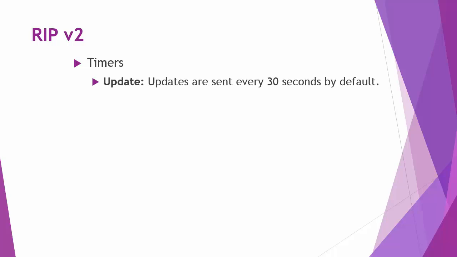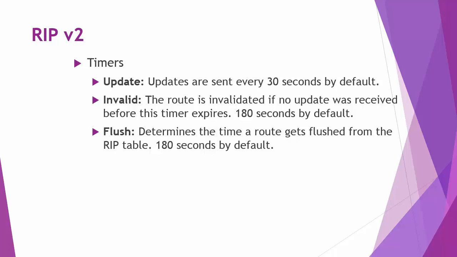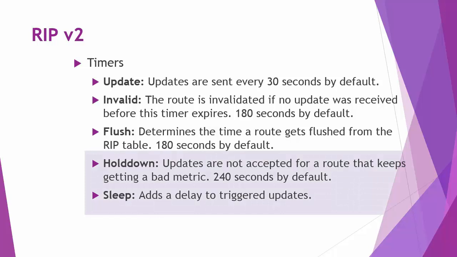Another aspect about RIP that you need to know is that it relies on a series of timers for its operations, as described here. The update timer, this is where updates are sent, and they're sent every 30 seconds by default. Invalid, the route is invalidated if no update was received before this timer expires. Flush timer determines the time a route gets flushed from the RIP table. And hold down timer. Updates are not accepted for a route that keeps getting a bad metric. And finally, the sleep timer, which can add delay to triggered updates. The hold down and sleep timers are Cisco specific and are used to enhance the RIP functionality. They were not originally specified in the RFCs for RIP.